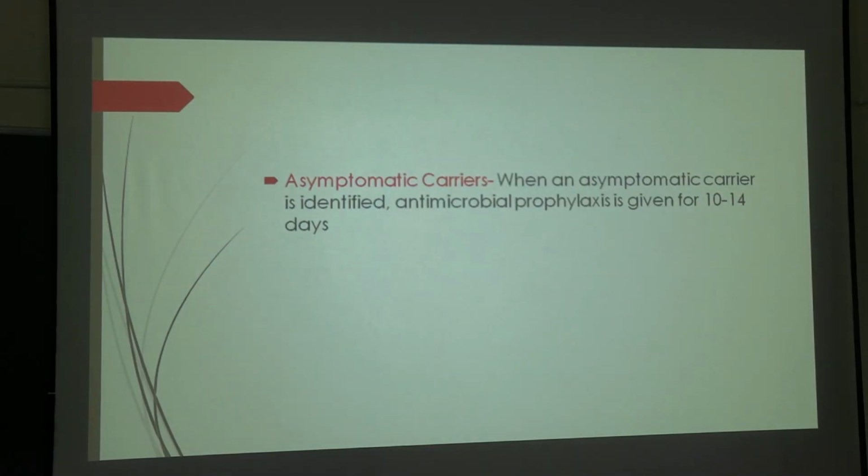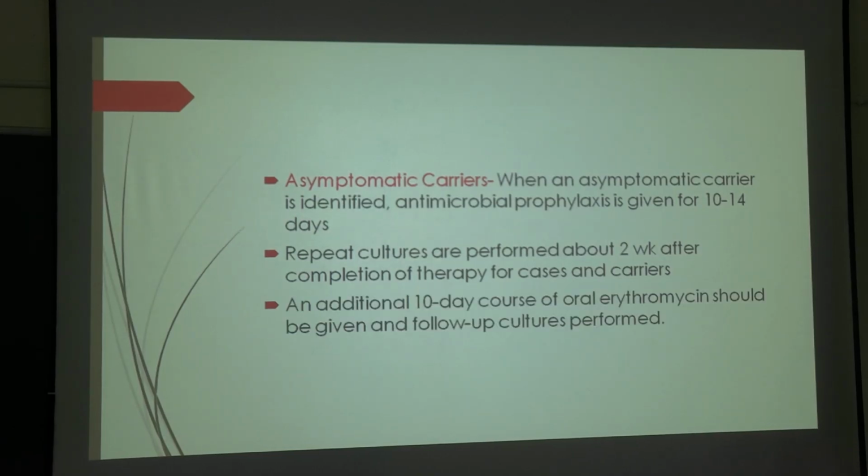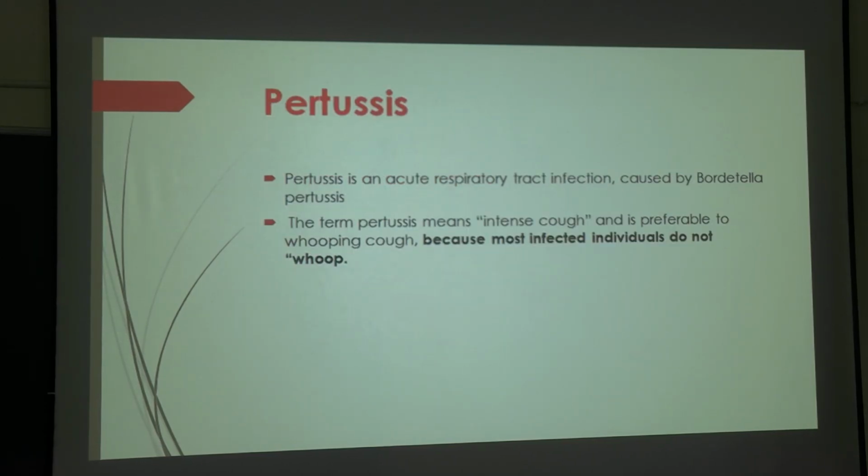So next is the asymptomatic carriers. It is more dangerous. When an asymptomatic carrier is identified, antimicrobial prophylaxis should be given for 2 weeks. And repeat culture should be performed about 2 weeks after the completion of therapy for carriers and cases. An additional 10-day course of antibiotic should be given and follow-up culture should be performed to protect the patient from being a carrier. Otherwise they will remain a carrier, you won't understand.